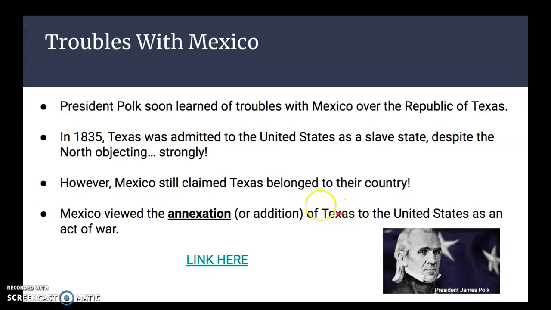So in 1835, that should say 1845, Texas was admitted to the United States as a slave state, despite the North objecting strongly. Remember, in the North, there was a great interest in limiting the spread of slavery. We'd already had that controversy in 1820 with the Missouri Compromise. Now Texas has come in as a slave state, threatening that balance between slave and free states.